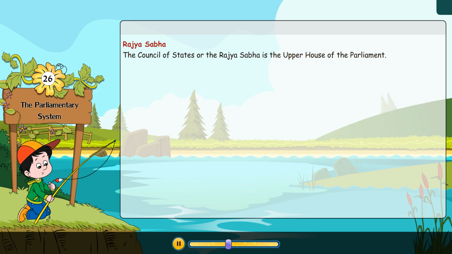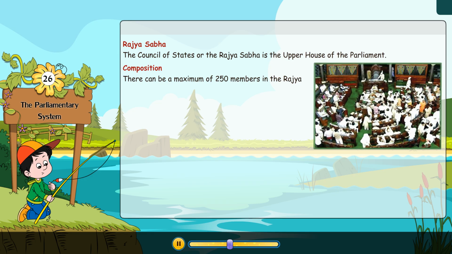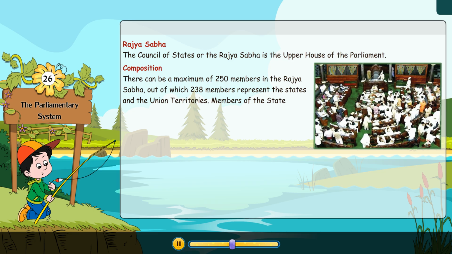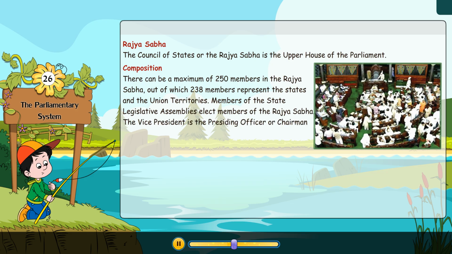Rajya Sabha. The Council of States or the Rajya Sabha is the upper house of the parliament. Composition. There can be a maximum of 250 members in the Rajya Sabha, out of which 238 members represent the states and the union territories. Members of the state legislative assemblies elect members of the Rajya Sabha. The vice president is the presiding officer or chairman of the Rajya Sabha.